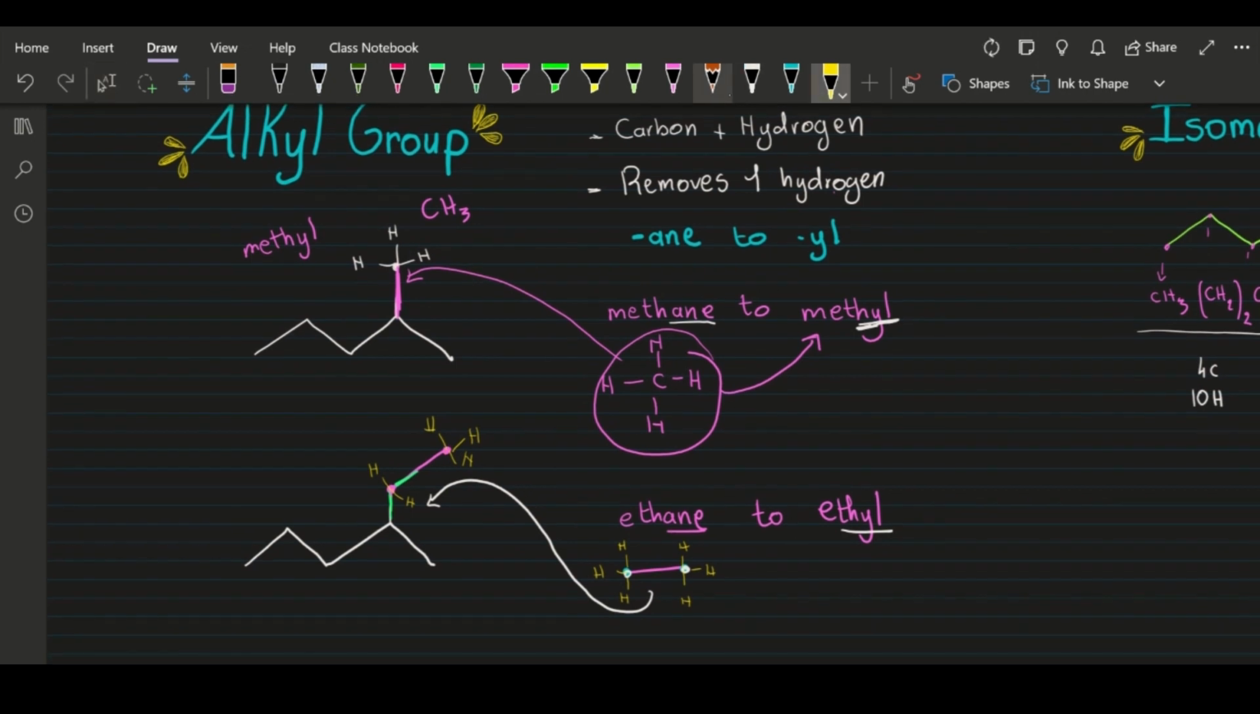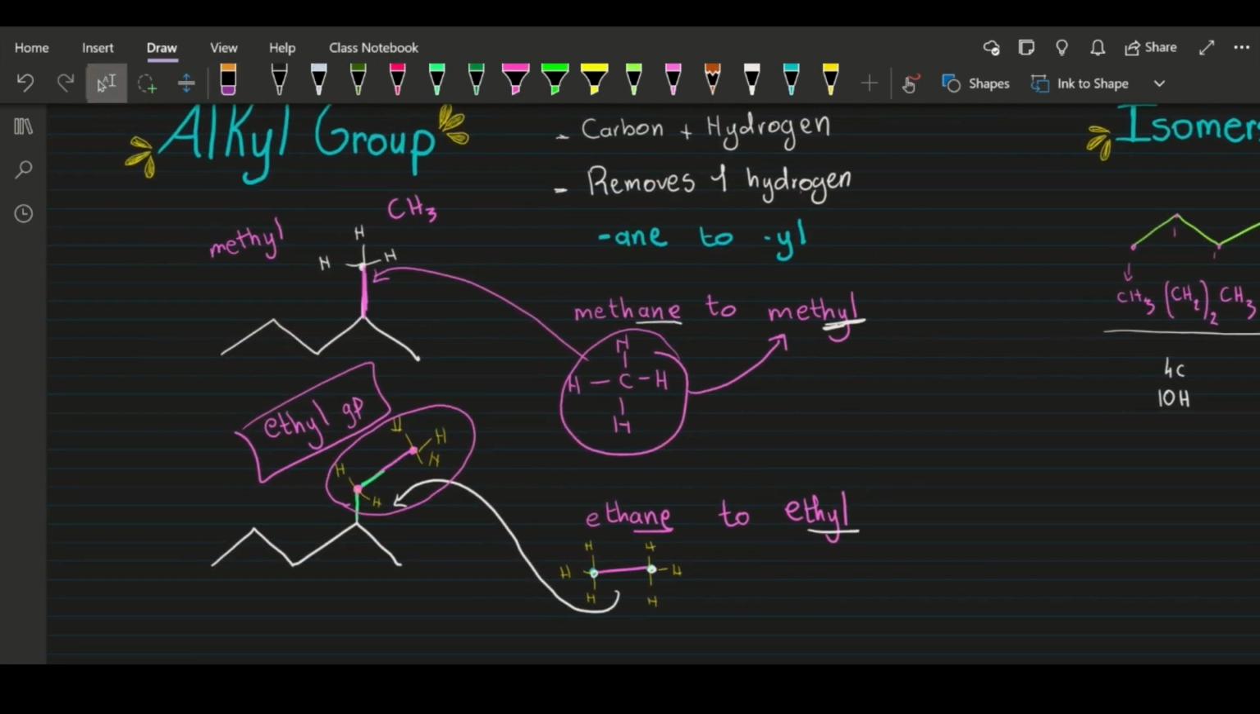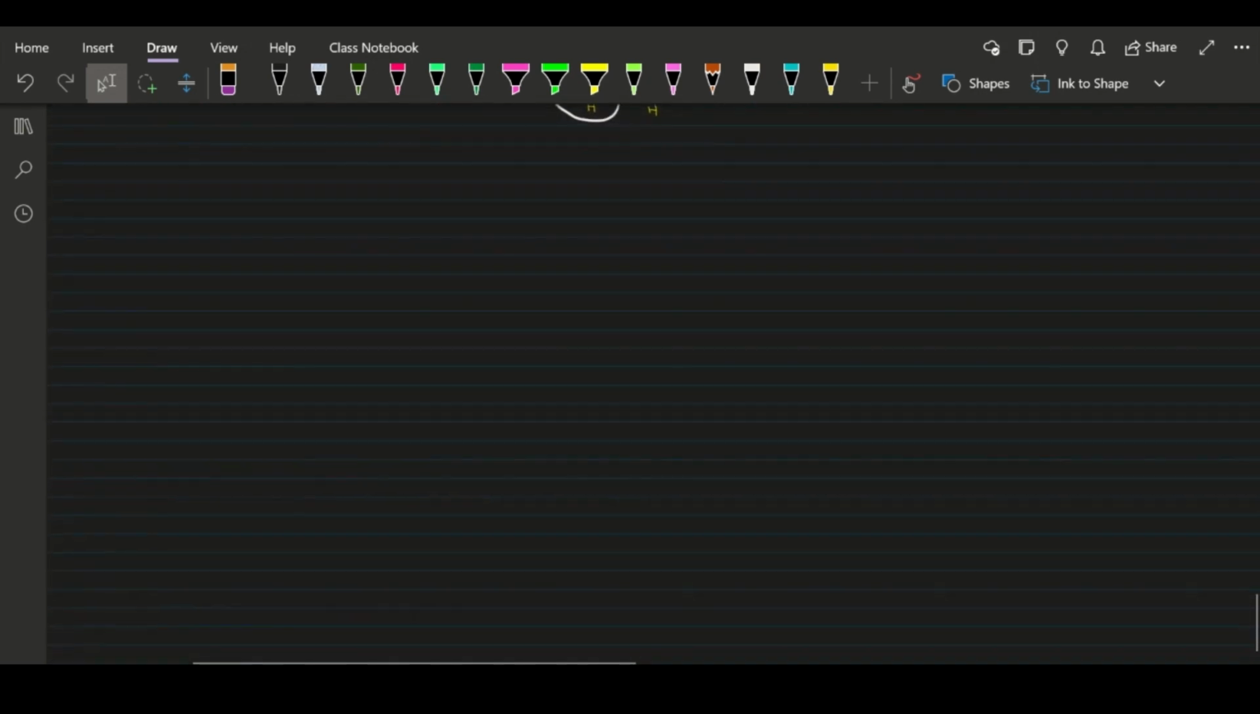So this is an alkyl group. It's not ethane anymore. It's called ethyl. This is an ethyl group. This right here, ethyl, when it's added to a straight chain alkane. So there's one more concept I would like to go over. And I will be doing more examples in the next videos, so no worries.